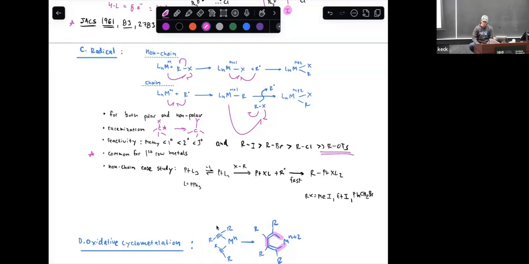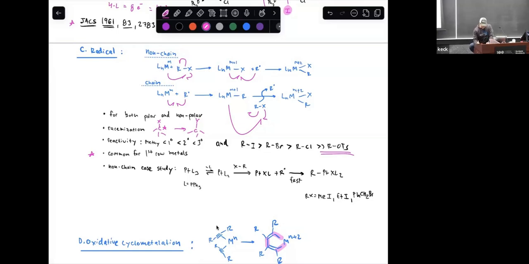A common theme in radical-based cross-couplings that you might have seen in the modern literature is that they commonly employ first-row metals: nickel, cobalt, iron. One of the reasons is that first-row metals play most nicely with radicals. They have the lowest splitting energies. They have the lowest energetic penalty for accommodating unpaired spin in their frontier orbitals.